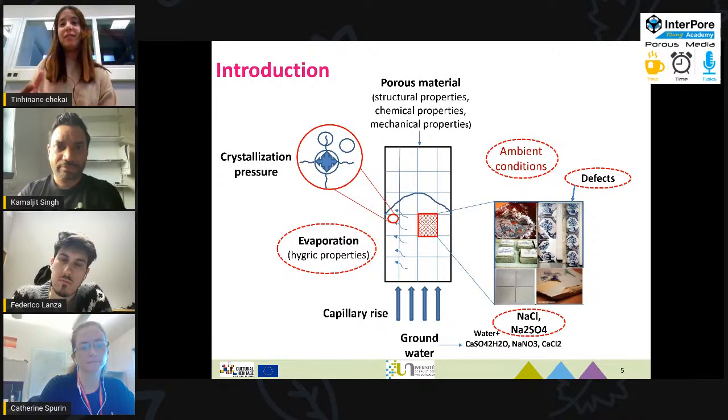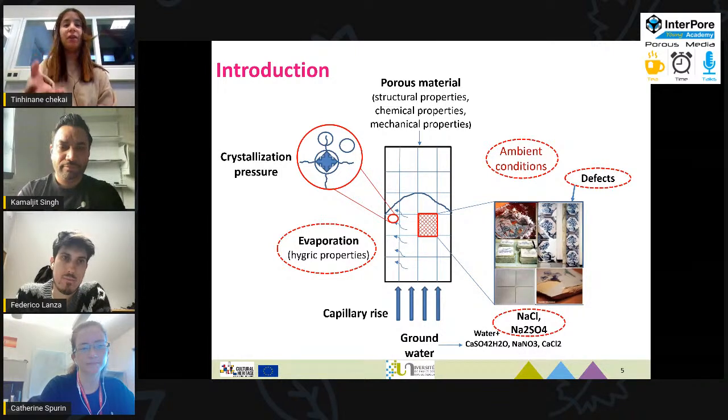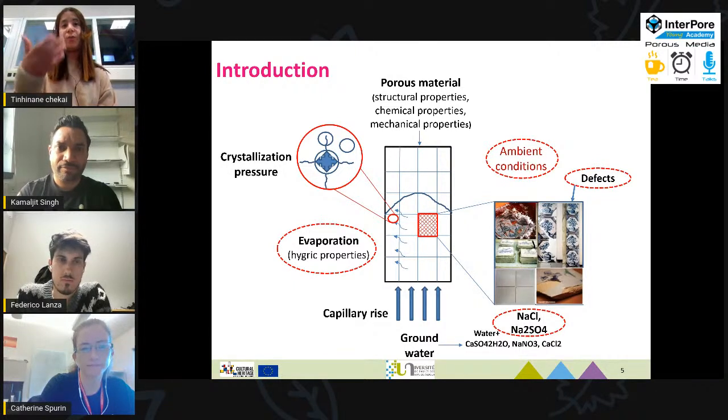The most common case that we can find is when a building composed of porous materials is exposed to capillary rise. The groundwater, as we know, is composed of many minerals and it may contain salts. So when these minerals are taken up by capillary action in the porous medium, and with evaporation, we will have some salt crystals appearing in the pores, and with the accumulation of this salt, we will have damage.